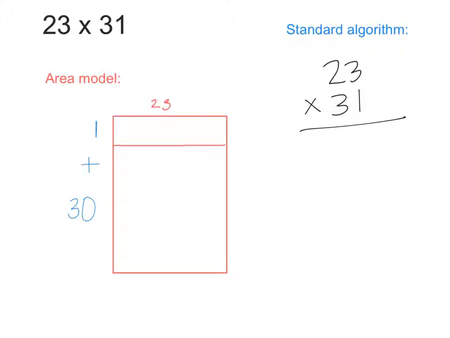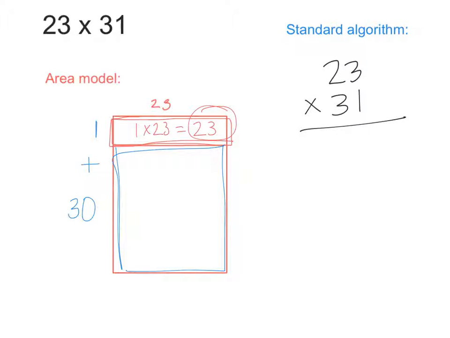So now let's figure it out. Let's find our partial products. How can I find the area of this top part? What do I need to multiply, Danielle? 1 times 23, which is 23. So that's a partial product. Okay, now to find the area of this bottom part, we need to multiply the length, which is 30, by the width, which is 23.